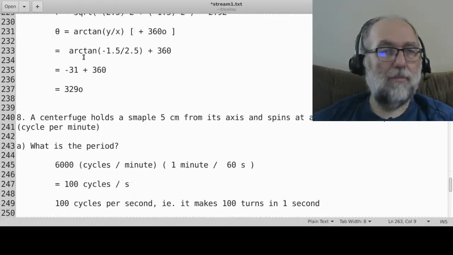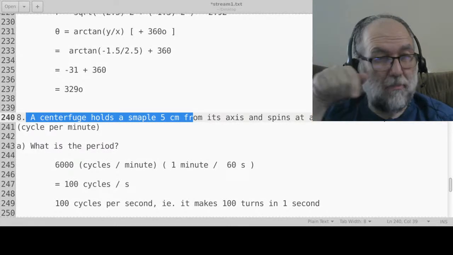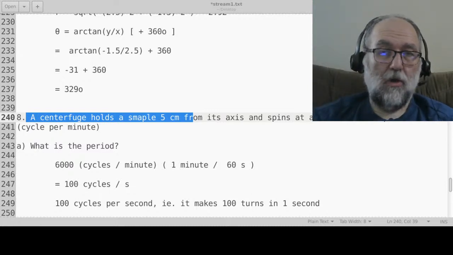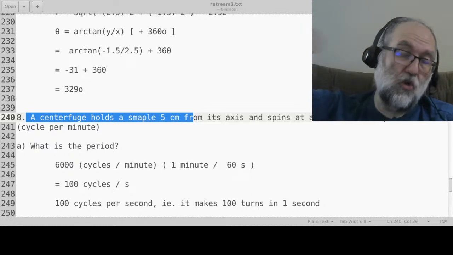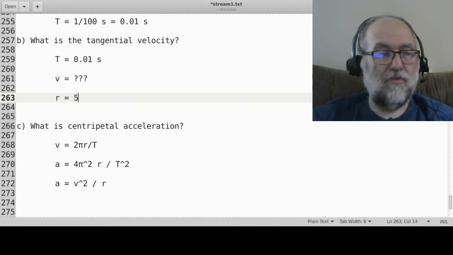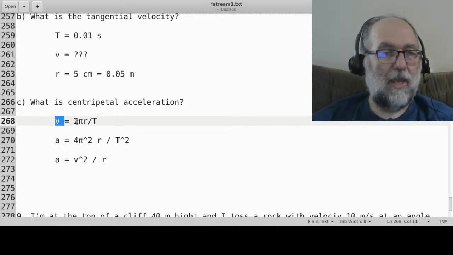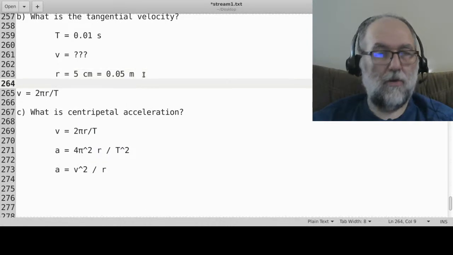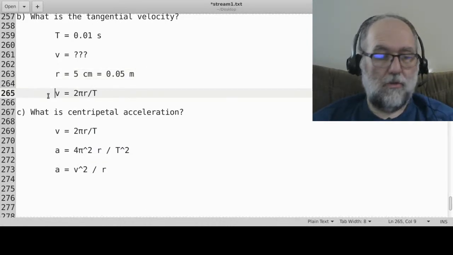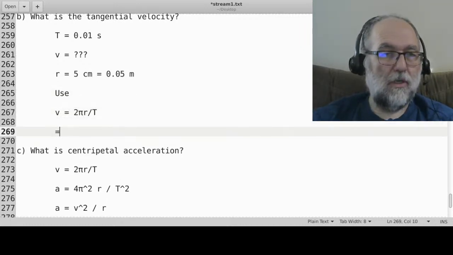Okay, so you say, what am I going to do here? Go back to the problem up here, and the sample is being held 5 centimeters from the axis. That's the radius. When this sample spins, it goes in a circle with radius 5 centimeters. So the other number we have here is r is equal to 5 centimeters, and in MKS 0.05 meters. Now we have T, we have r, and we want v. So obviously you want to use this one right here.